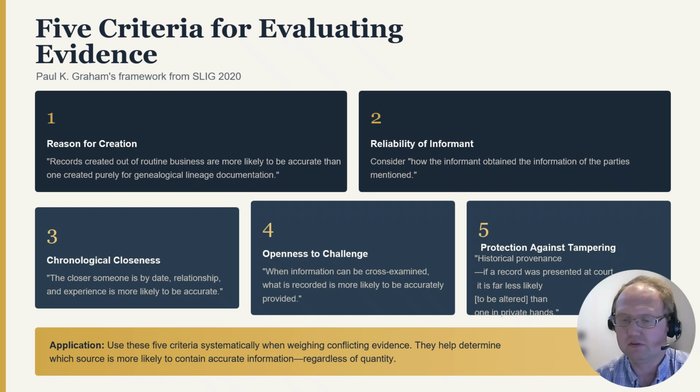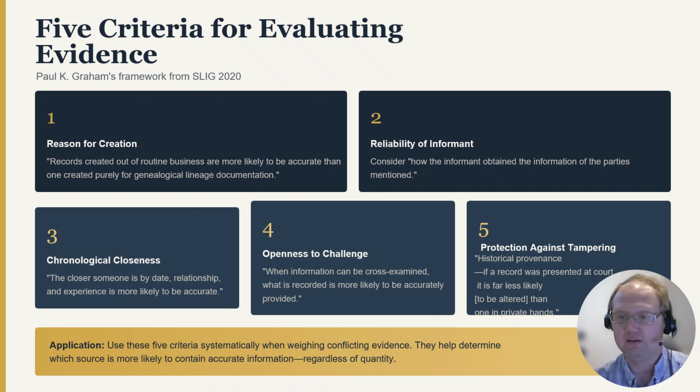Then you have chronological closeness. The closer something is by date, particularly recording, relationship and experience, is more likely to be accurate. So you might have somebody swear somebody's born on a certain date for a birth certificate. A delayed one produced decades later is less likely to be precisely accurate than one created just immediately after. There's many examples I could come up with from my research I've done over the years.